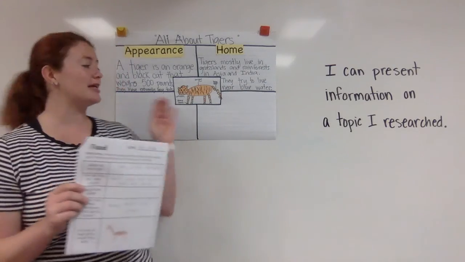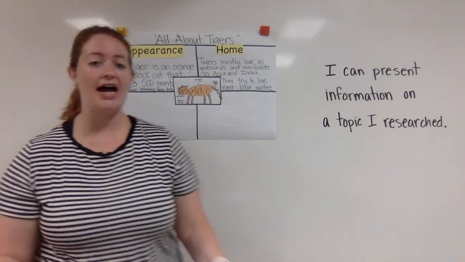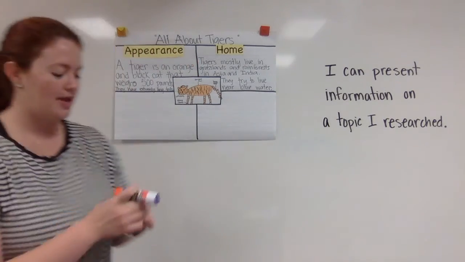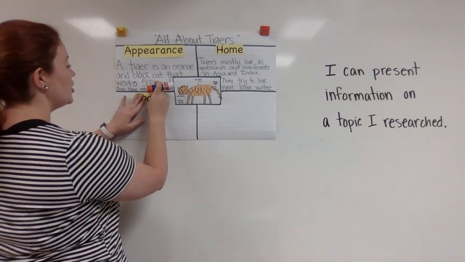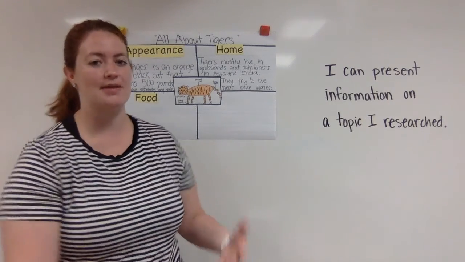food. So I'm going to need my new heading, my text feature of a heading, so that way I know, when I'm reading this section, it's going to be all about their food. Now, if you don't have paper that you can glue a heading on, that is okay. You can just write your heading, food. That way we know what it's going to be all about.